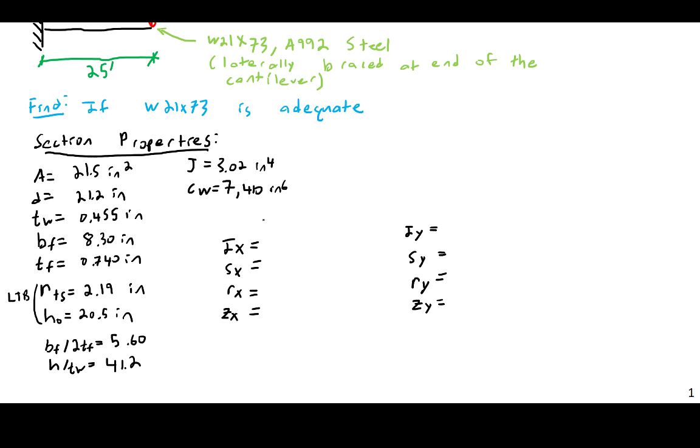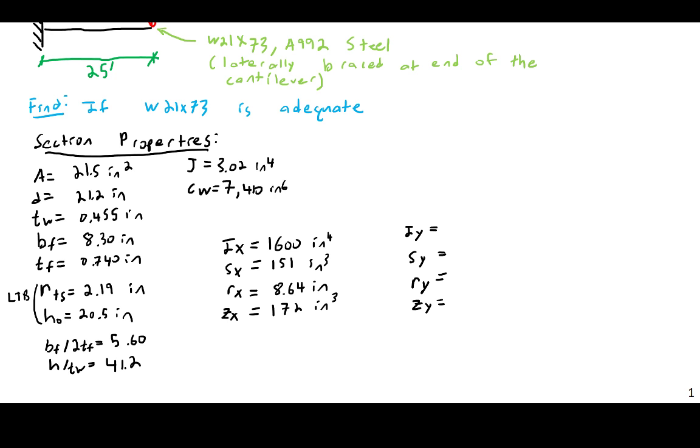Let's see, this is going to be 1,600 inches to the fourth. My SX is going to be 151 inches to the third. My RX is going to be 8.64 inches. And my ZX is going to be 172 inches to the third. Again, all of this is just coming straight from the table of properties.